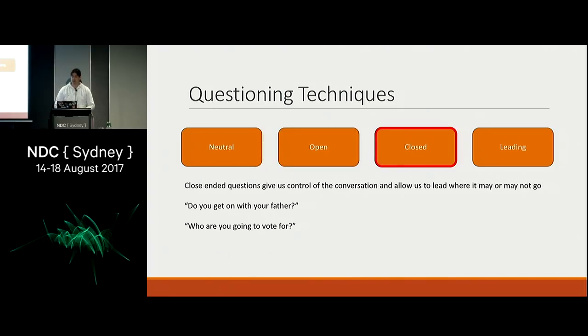But then on the flip side of that, we have closed questions. So, do you get on with your father? Yes or no. It doesn't really invite you to say much more because it's very directed in how it's being asked. And who are you going to vote for, Trump or Hillary, in the case of the American election? It doesn't really invite you to say much more.